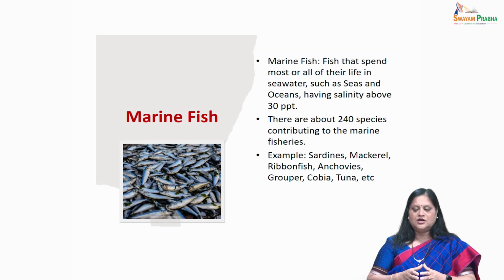Marine fish: fish that spend most or all of their life in sea water such as sea and ocean, having salinity above 30 parts per thousand. There are about 240 species contributing to the marine fisheries. Examples: sardines, mackerel, ribbonfish, grouper, cobia, tuna, etc.